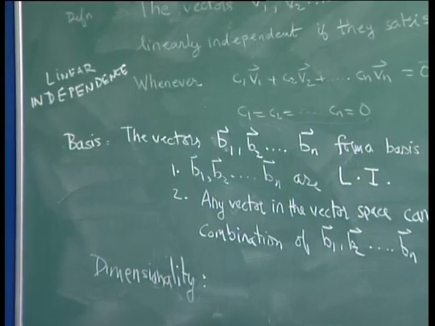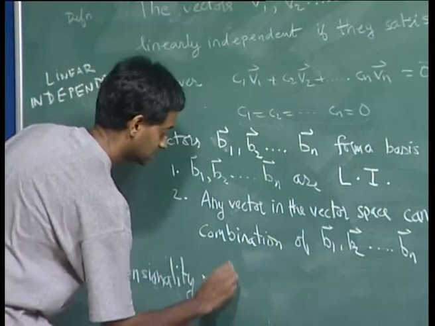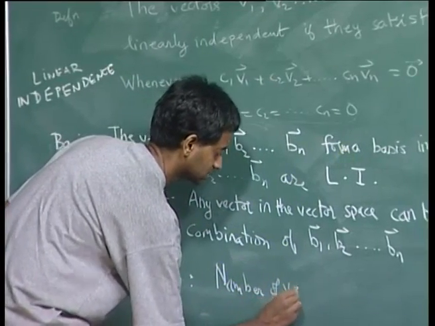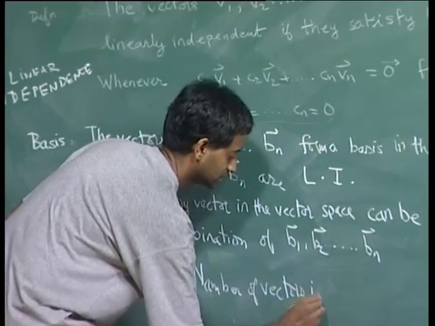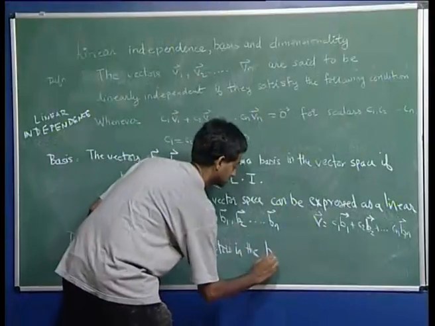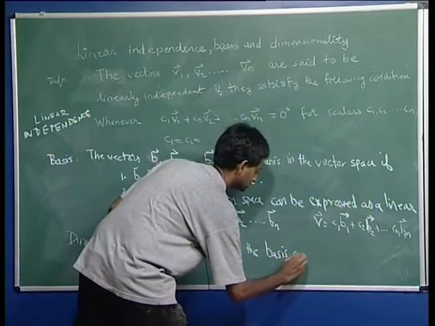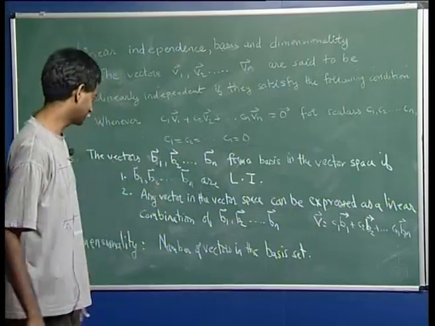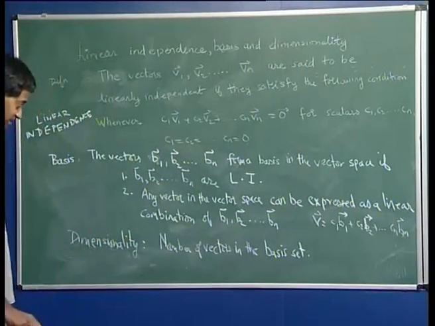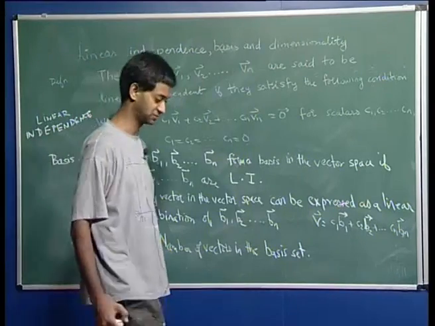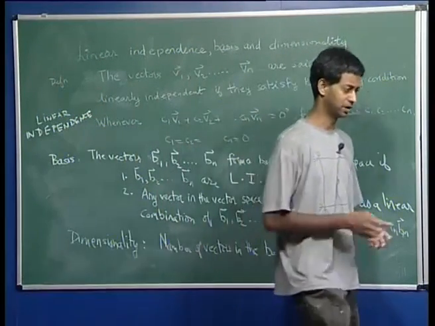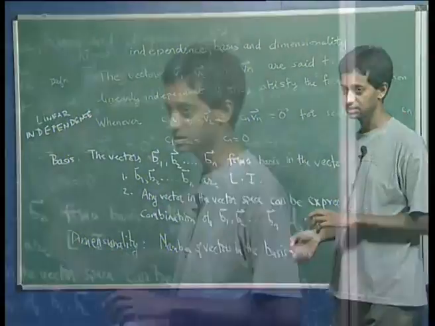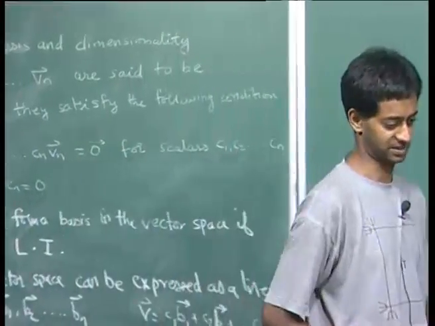Okay. So, the dimensionality is nothing but the number of vectors in the basis. If the basis set contains 3 vectors, then you say it is a 3 dimensional vector space. If the basis set contains 4 vectors, you say it is a 4 dimensional vector space, and so on. So, the number of vectors in the basis is called the dimensionality of the vector space.